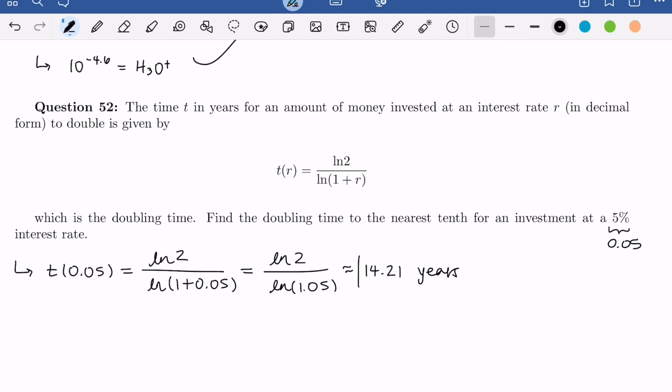So this one is fairly simple here, just trying to show that we want to solve an equation of this form using our natural log here. We just want to simplify it as much as possible, and then we can plug it directly into our calculator.